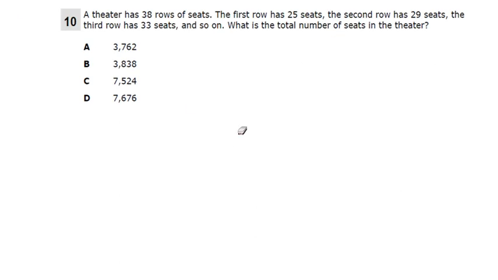Okay, 10. A theater has 38 rows of seats. First row has 25 seats. Second row, 29 seats. Third row, 33 seats, and so on. So if we have 33 rows, we can just say, okay, first row is 25 seats. Second row is 29 seats. Third row is 33 seats. And we can see fourth row is going to be 37 seats. So our common difference for this is going to be D equals 4. We're going up by 4. And we just go on this pattern until we have 38 numbers total. Add them up, we'll have our correct answer.